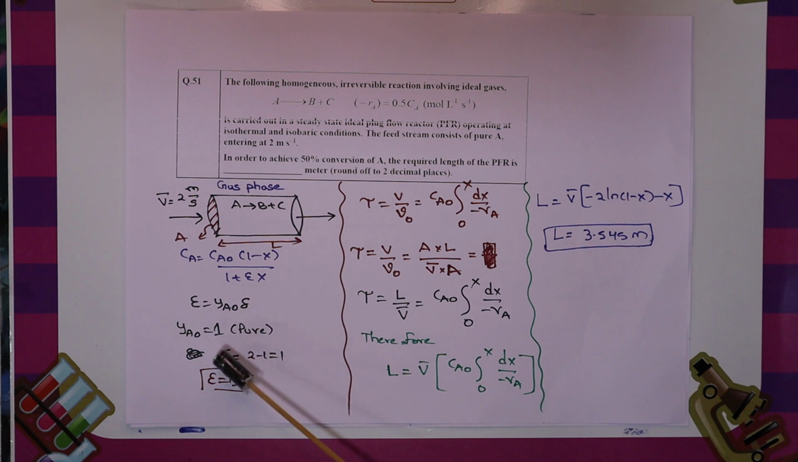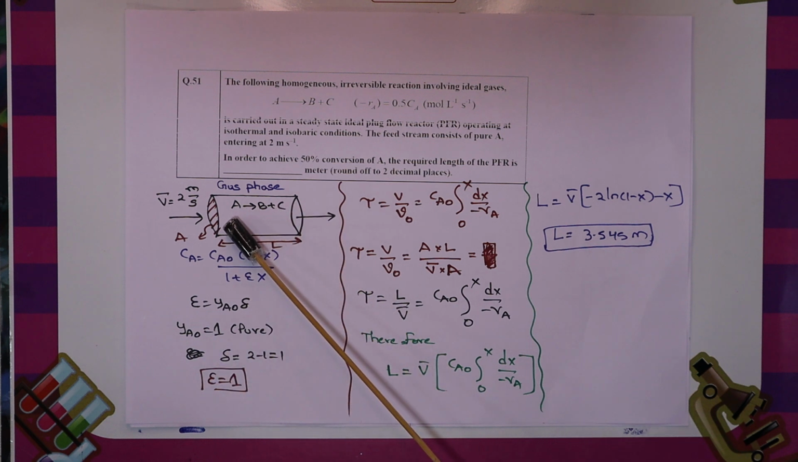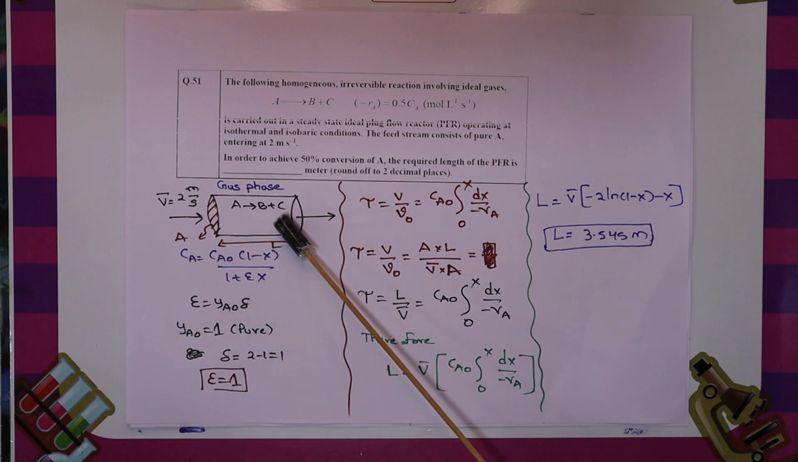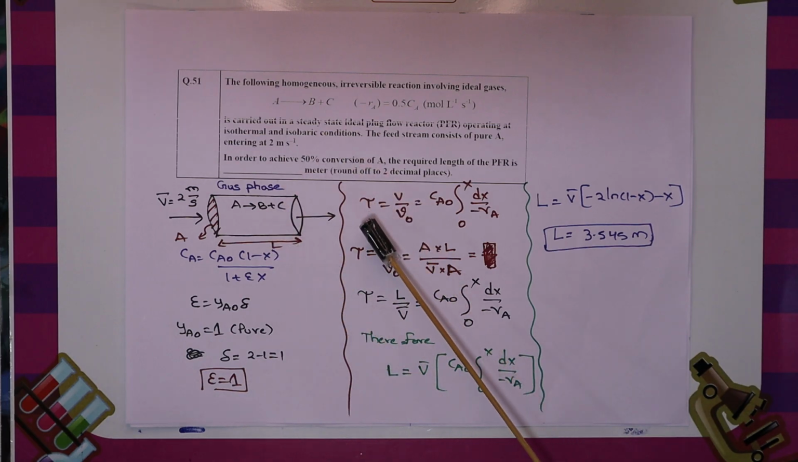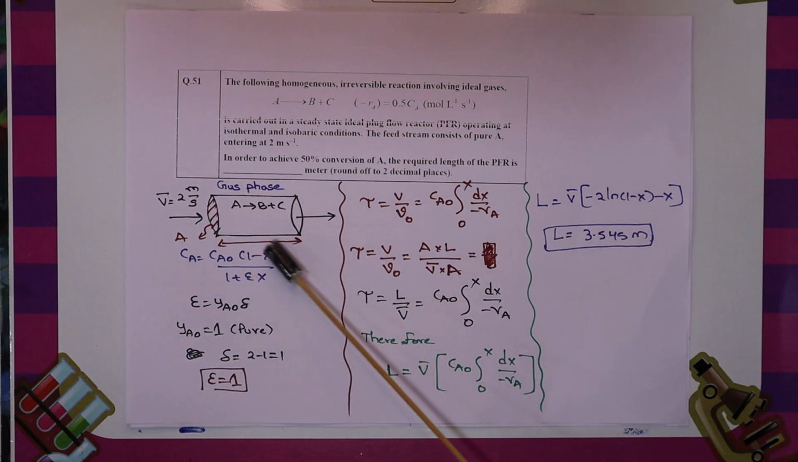What is delta? Delta is the product stoichiometric coefficients minus the reactant stoichiometric coefficients. That means in the product there are 2 moles, in the reactant 1 mole. That is 2 minus 1, which is 1. If you multiply Ya0 by delta, the value of epsilon will be equal to 1. So it is simple. What is the space time? Through this space time information, we can calculate the length.